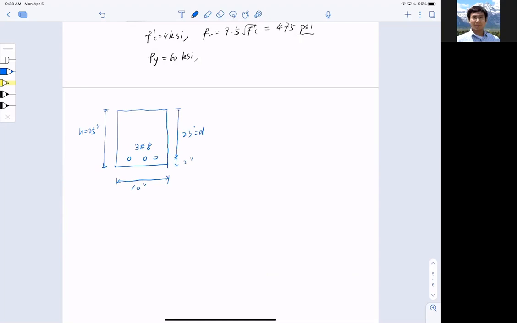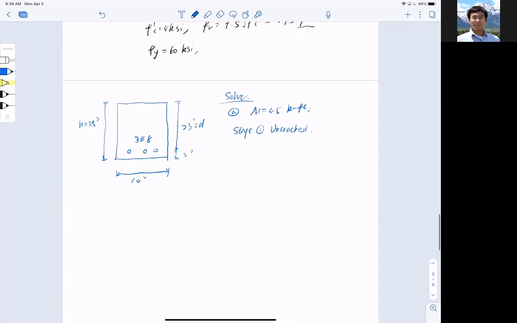So for this, let's do it. Solve for number 1, moment equal to 45 kip-foot. It's asking us to find IGT, which is definitely stage 1, uncracked elastic. Now for this stage, how do we do it? We need to take a look at the section first.